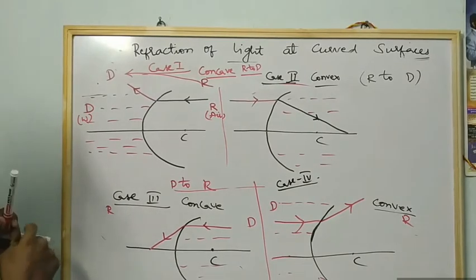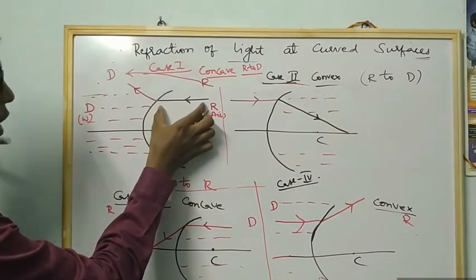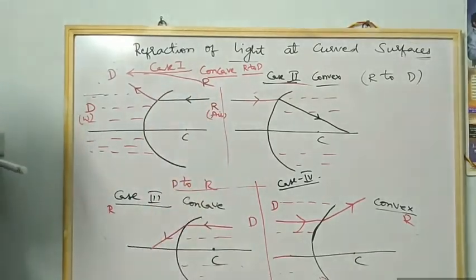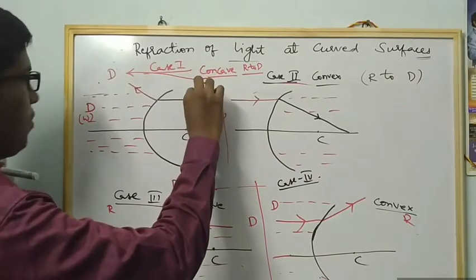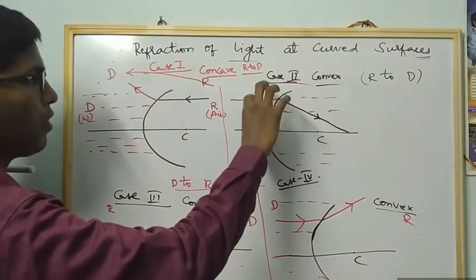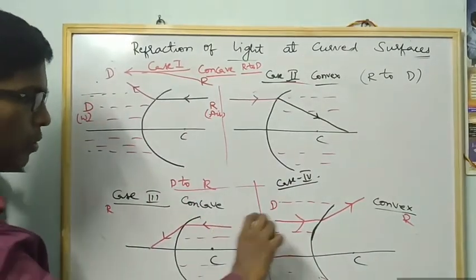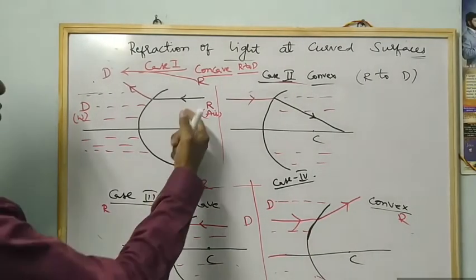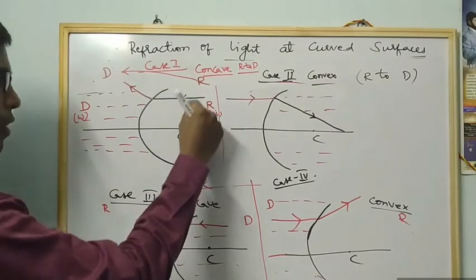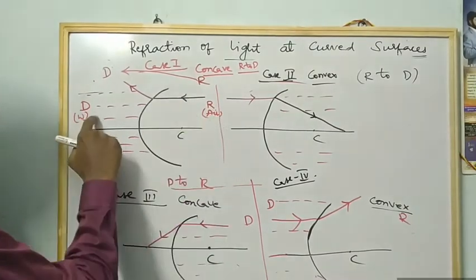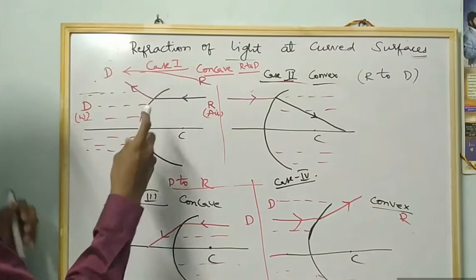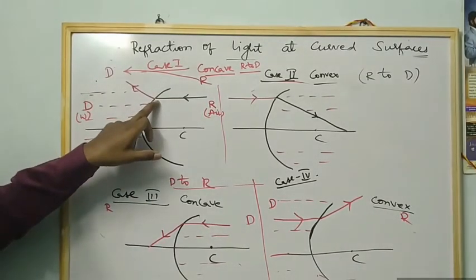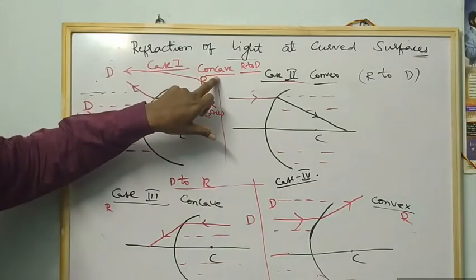Now if you observe, a light ray is traveling parallel. I have considered all parallel lines. A light ray is traveling parallel to the principal axis. Here also parallel to principal axis, parallel to principal axis. Traveling parallel to principal axis, from rarer to denser, it strikes the surface at a point. Which surface? That is the concave surface.